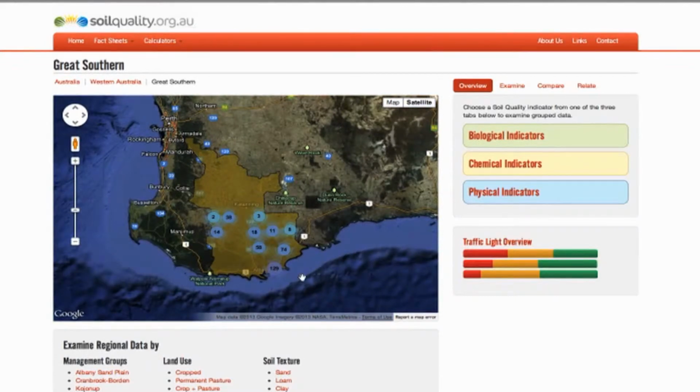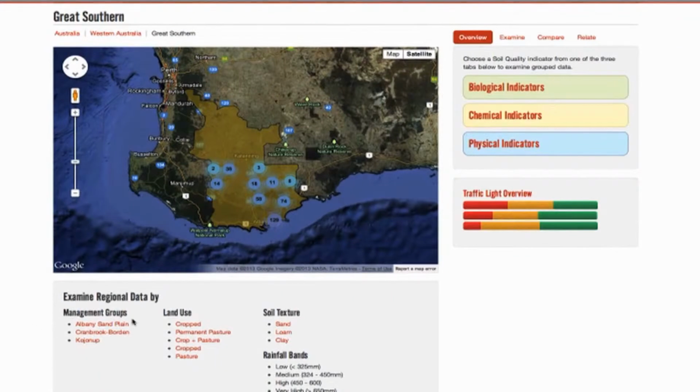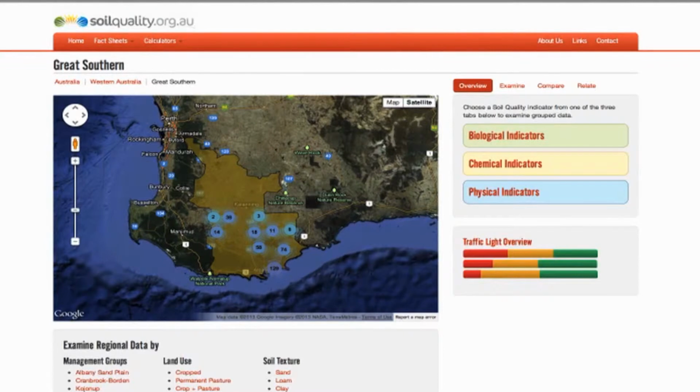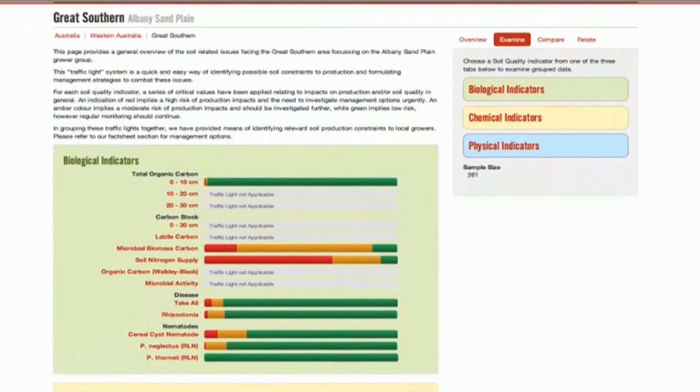So that's obviously in this area of part of the world, and there's something like 300 sites, 280 odd sites there that we've measured. And you can start to group the data according to different data sets. So we've been to Kojonup, we've been to Cranbrook, Borden, and this data set is probably the largest one that we went to. This is part of the SCARP program. If we go into the Albany Sandplain, you get what we call a traffic light overview.